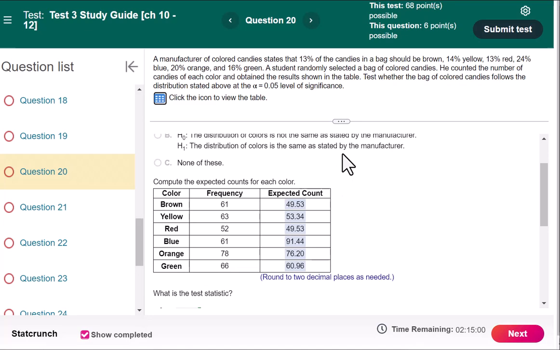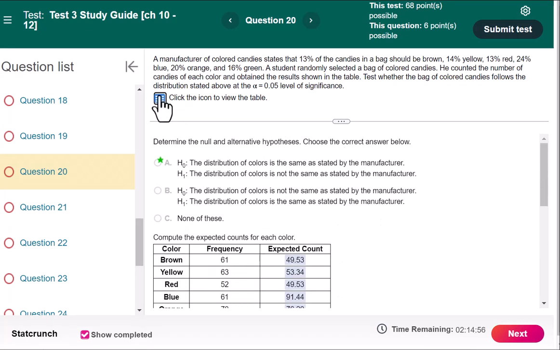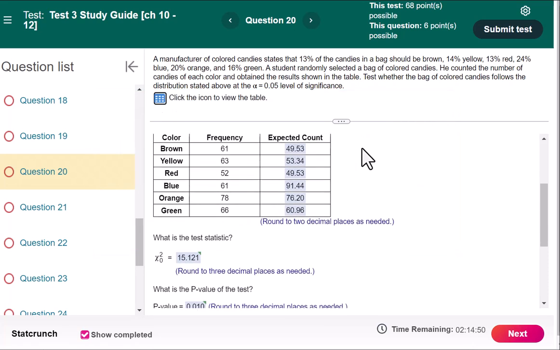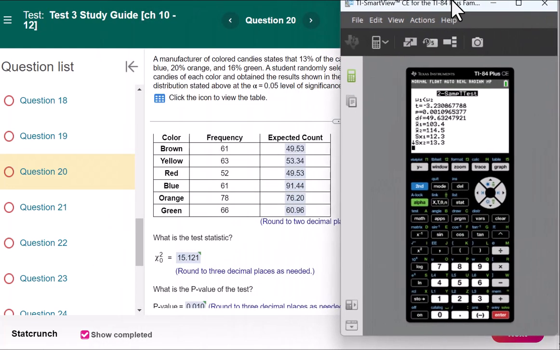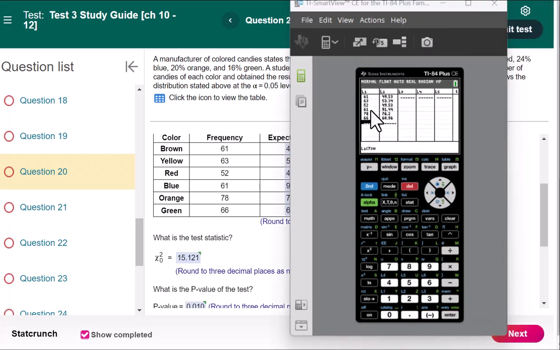So to find the test statistic, guys, I don't think we can use StatCrunch here. It doesn't allow me to use StatCrunch. So I'm going to put it in the calculator and show you how to use the calculator. You're going to input the observed values in L1 and the expected values in L2.